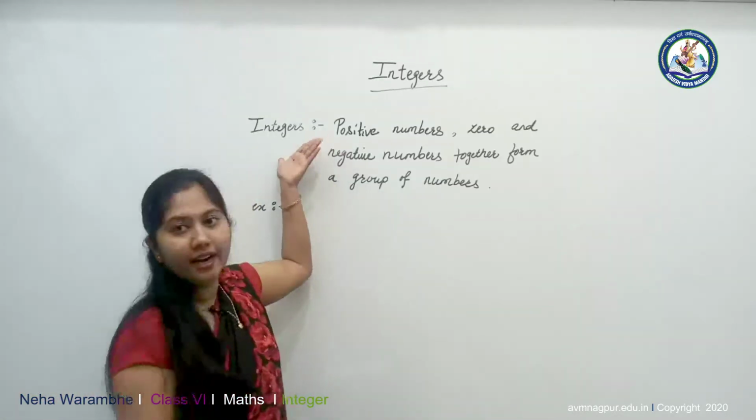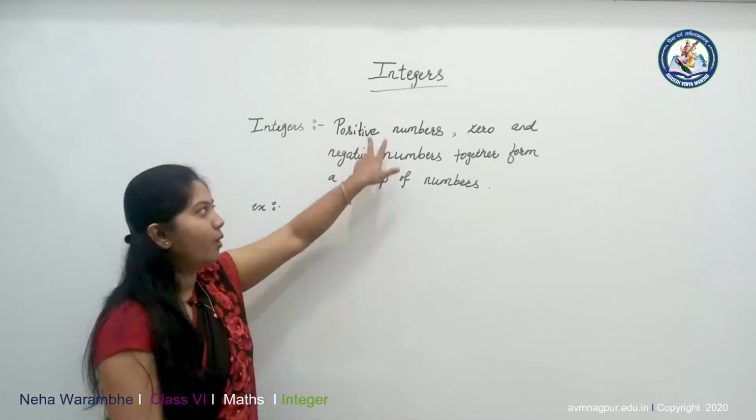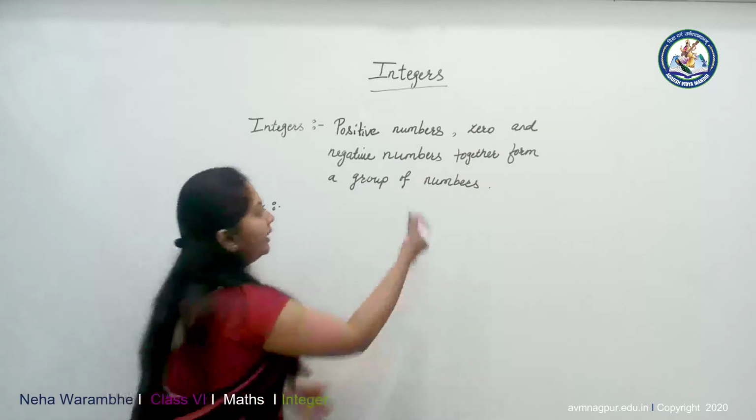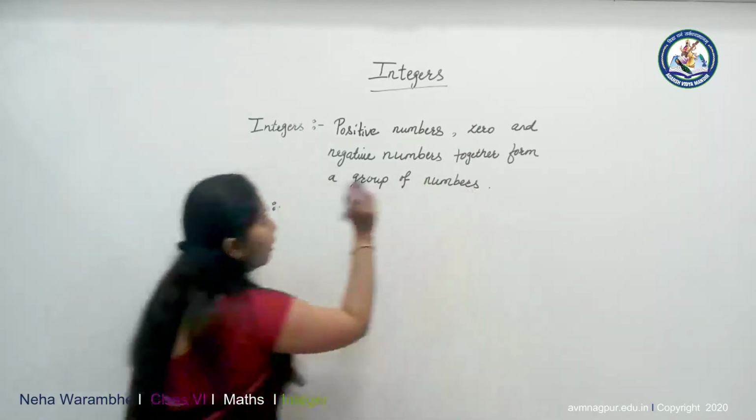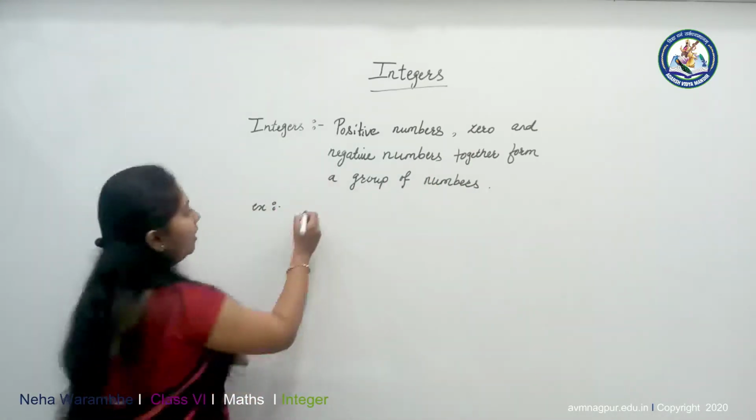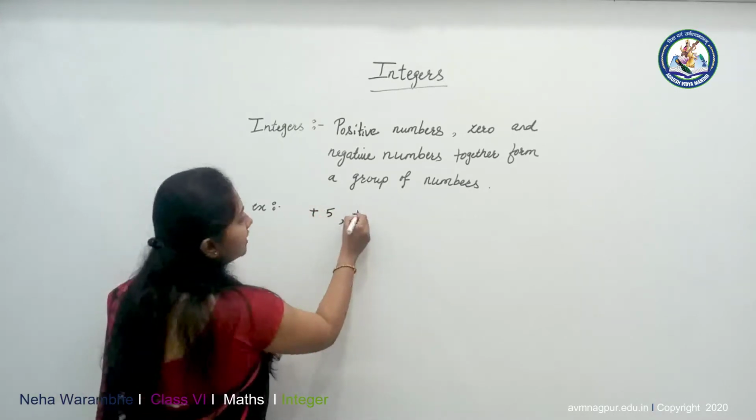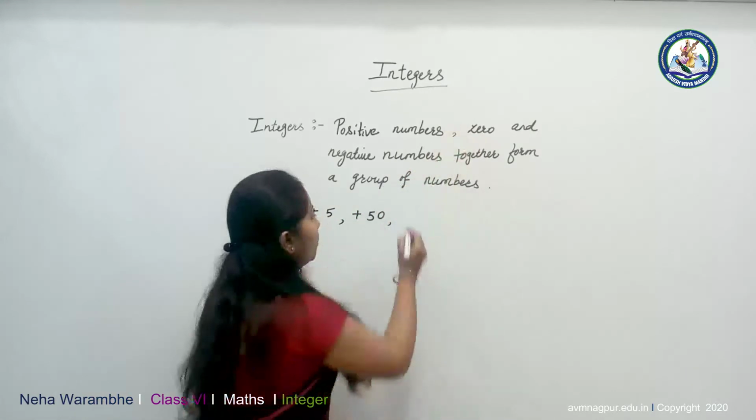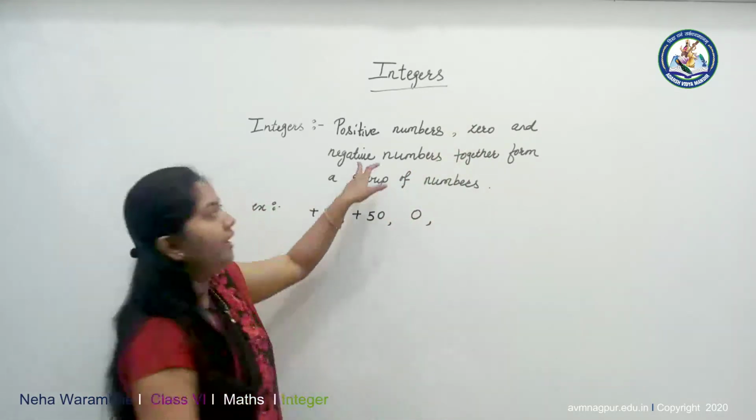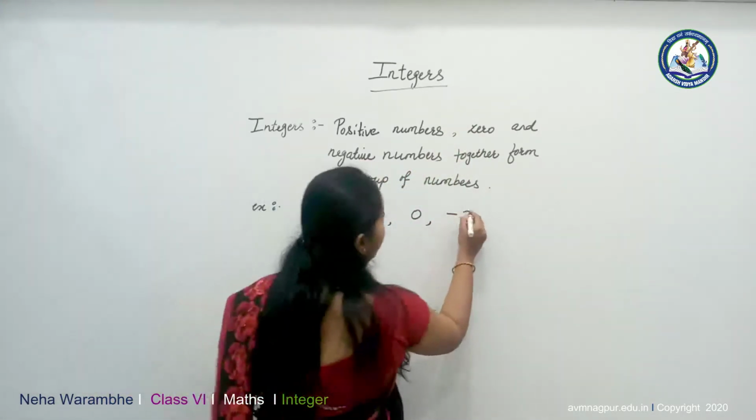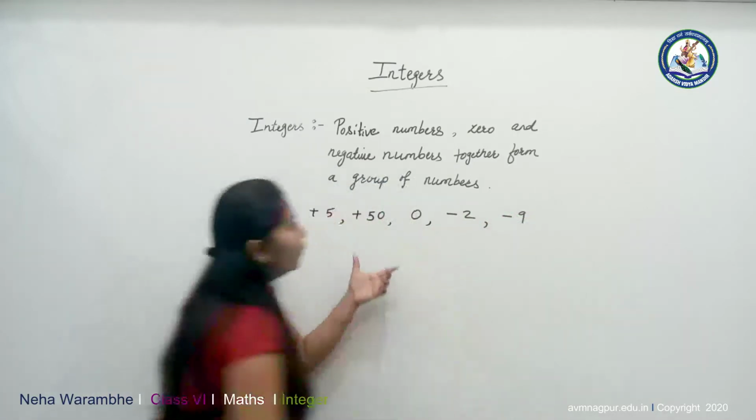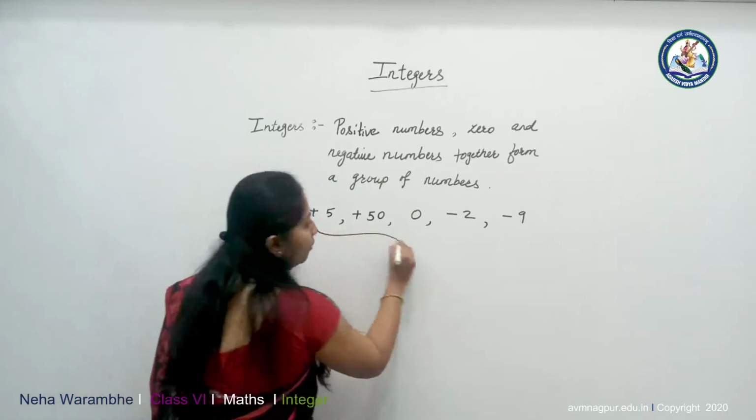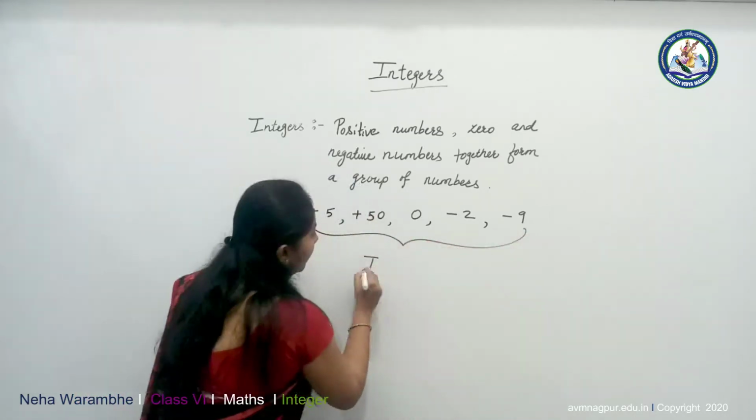Let's see what integers are. Positive numbers, 0 and the negative numbers together form a group of numbers. Positive numbers, for example, plus 5, plus 50, and 0, and the negative numbers, suppose minus 2, minus 9, together form a group of integers.